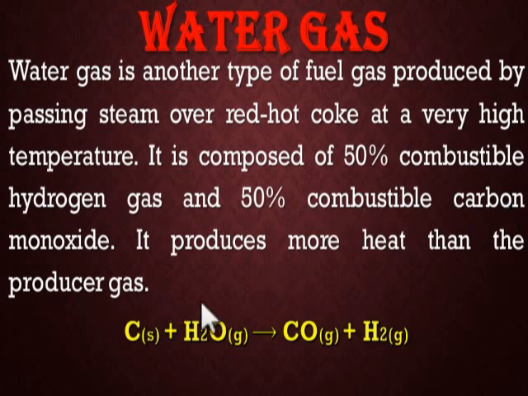So you can see the reaction here. This is carbon solid. The carbon solid here represents the red hot coke. The red hot coke is this carbon you're seeing here. Then H2O gas is the steam. Here I told you that water in gaseous form is called steam. So this is the H2O gas, the water in gaseous form. Okay. Now, when the carbon combines with the steam, it gives you carbon monoxide and hydrogen gas.